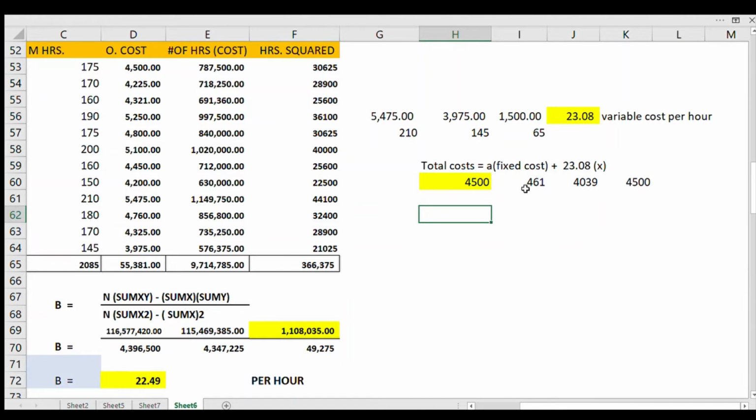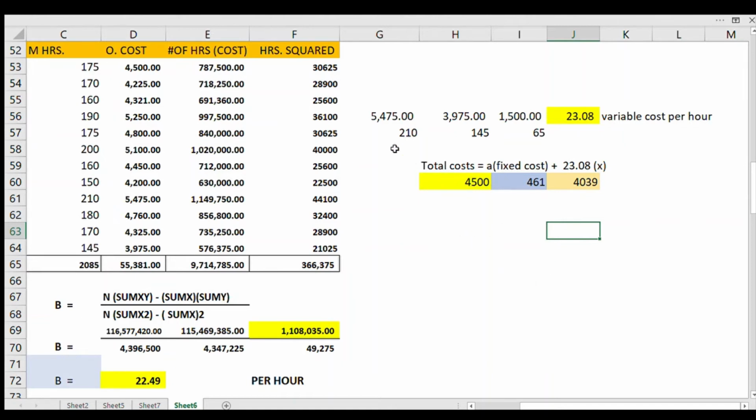So, at this point, and also, since we apply yung formula na high and low, no? So, i-segregate natin siya. It is already clear na 461 ang fixed cost niya at 23.08 ang bawat variable cost per hour.